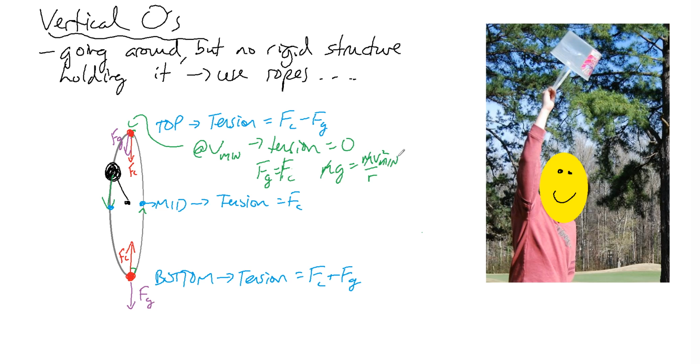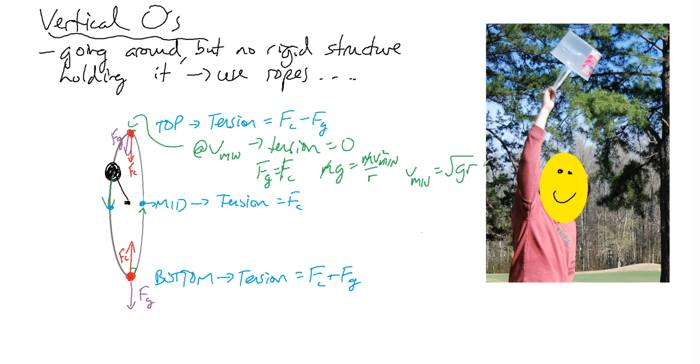And then we just rearrange a little bit, and you'd have v min would be equal to the root of gr. So it's kind of neat. It doesn't matter how big you are, how small you are, how massive the object is. It's all about radius. So every specific radius has a minimum speed that's needed in order to make it around.